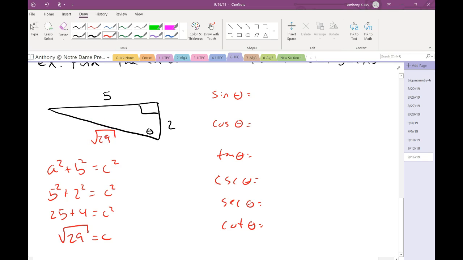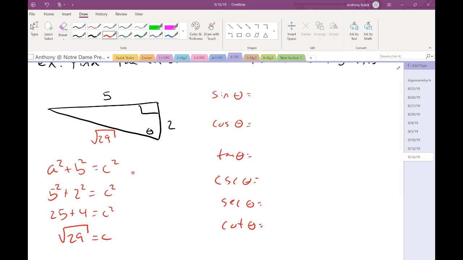Now notice that the directions ask me to give the exact values. Since the direction is asking for the exact value, I'm going to leave that as the square root of 29 rather than converting it to a decimal. Everybody feel okay so far? Okay. So now I'm ready to start filling out my values for these ratios.